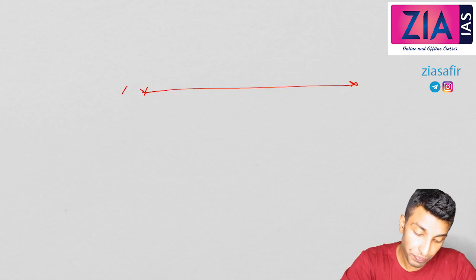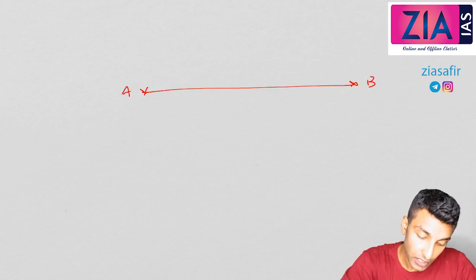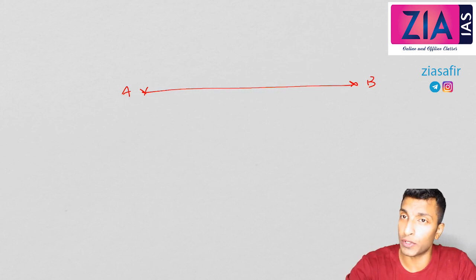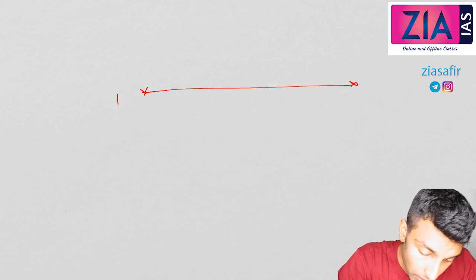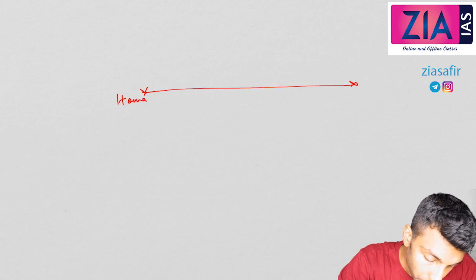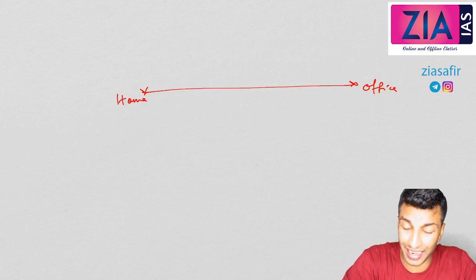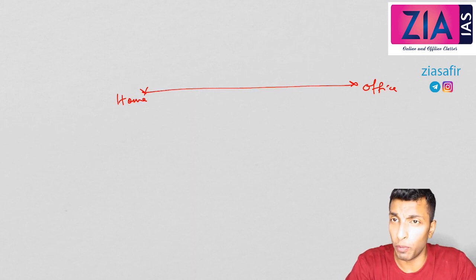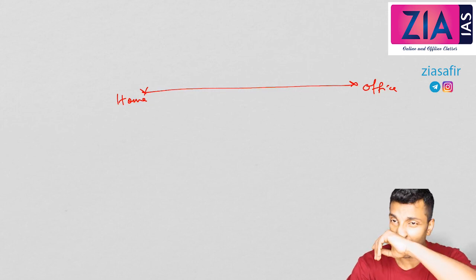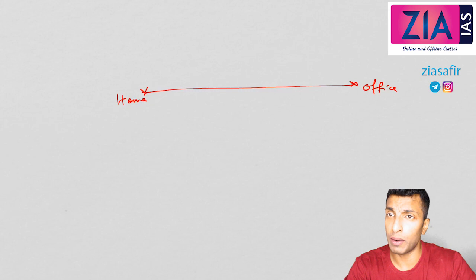Now I'll give you a slightly difficult question. I don't want to put it in words, I'll show you in a diagram. Let's suppose A to B, the distance from your home to office. In words they can give you anything: home to office, school to home, A to B, PQR, it doesn't matter. You are traveling from one place to another.